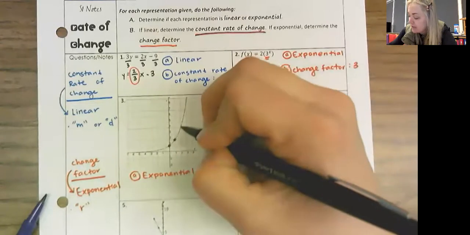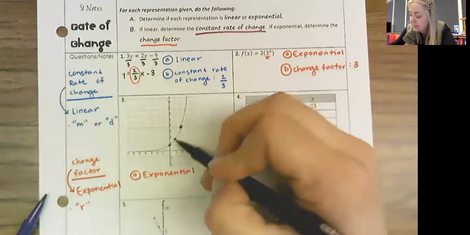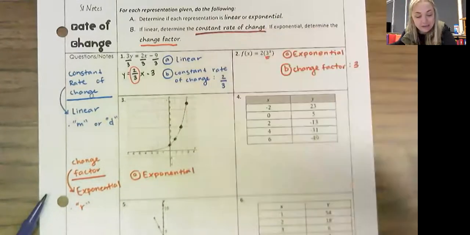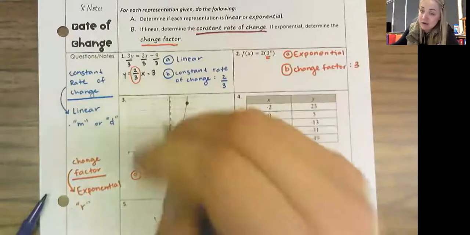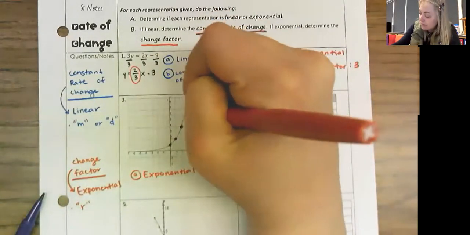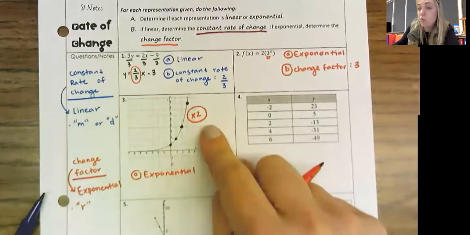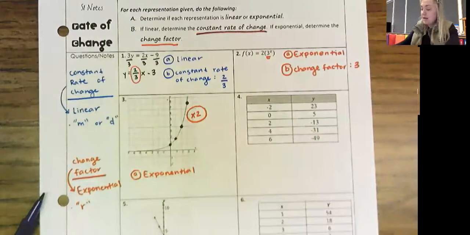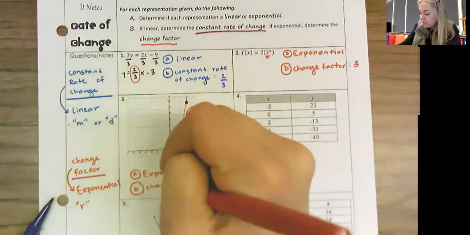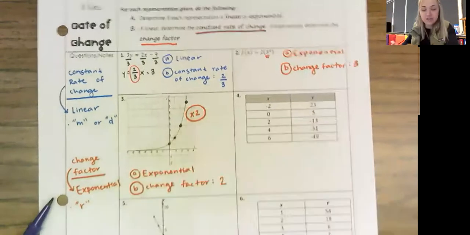Let's see if that pattern continues. The next dot goes up to 4. So I'm up 1 space, then I'm up 2 spaces, then I'm up 4 spaces, and the last one is up to 8. So every single time, and I want you to actually write this on the right side, you're always multiplying by 2 over here. Since I'm multiplying by 2 toward the right, I'm going to say that my change factor is 2.